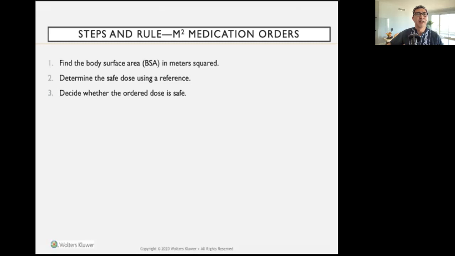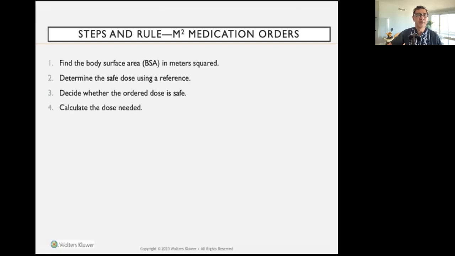Next, decide whether the ordered dose is safe. If it's safe, hey, we can move on. We can calculate the rest of the medication so we know how much to give our patient. If it's not a safe dose, stop. There's no need to move on from there because we're not giving this medication to the patient. There are steps and protocols to follow after that, but it's not negotiable if it's not a safe dose.